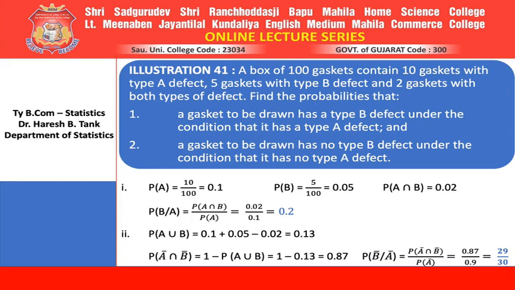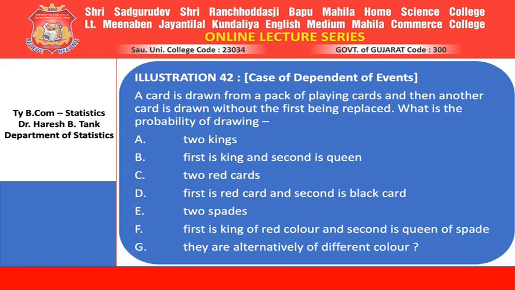Let us have one more example. A card is drawn from a pack of playing cards and then another card is drawn without the first being replaced. What is the probability of drawing two kings? Second one is first is king, second is queen. Two red cards. First is red, second is black. Two spades. First is king of red color, second is queen of spade. And they are of alternately different color.